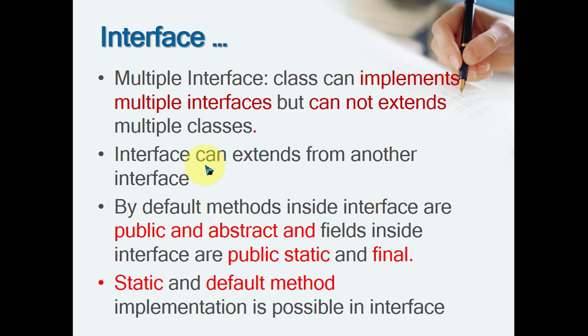That means suppose I1 is an available interface, and I create another interface with the name I2, but at that time I extend I1 to I2. That means we are making a relationship between I1 and I2. That is an easier relationship.